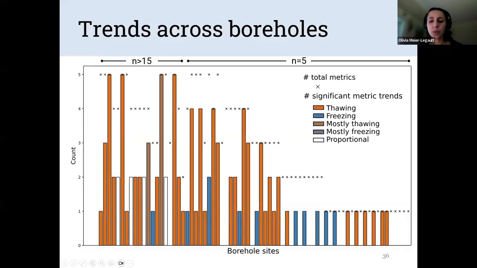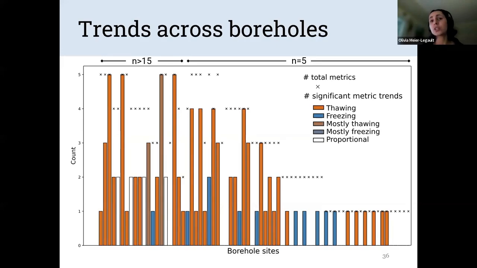And one thing that's important to note here is that, of the total number of metrics, those that only have 5 years of data have a lot fewer significant trends. And so this is probably because of these changes to sensitivity over the shorter time periods.